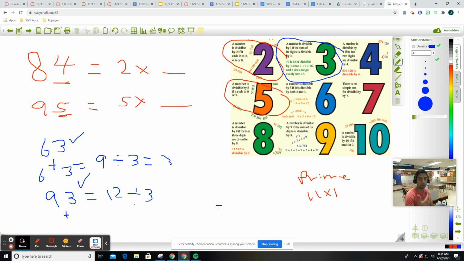Okay, and that's how we use the rules of divisibility to help us determine if numbers are prime or composite numbers.